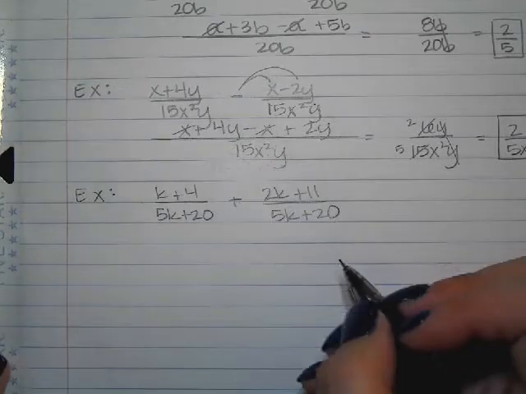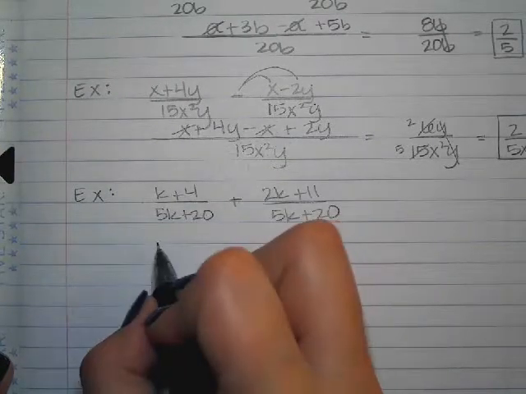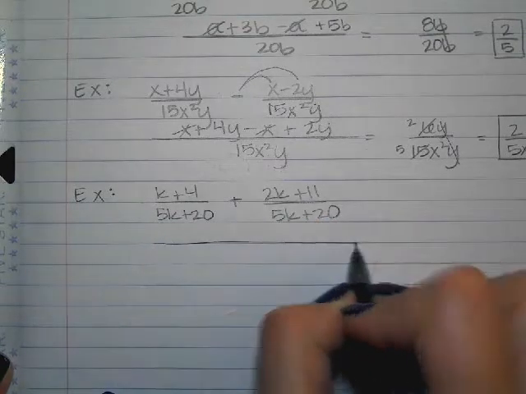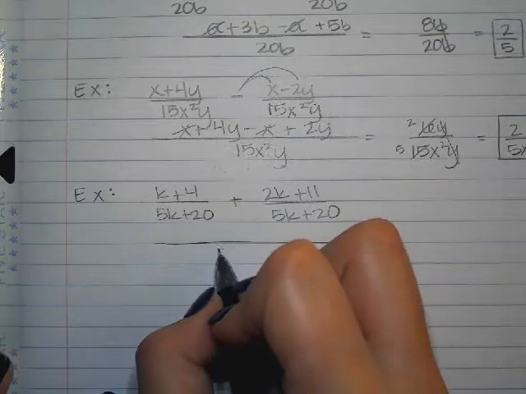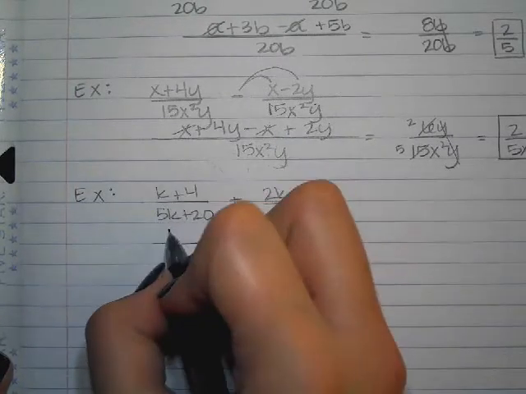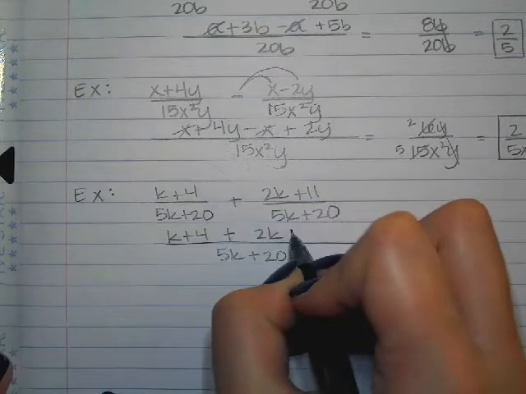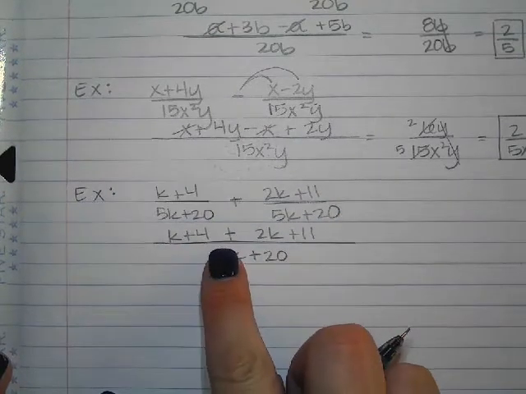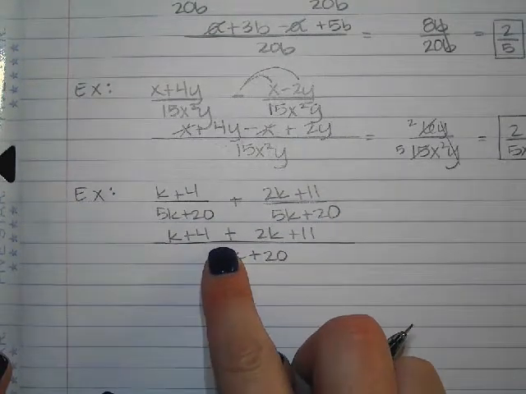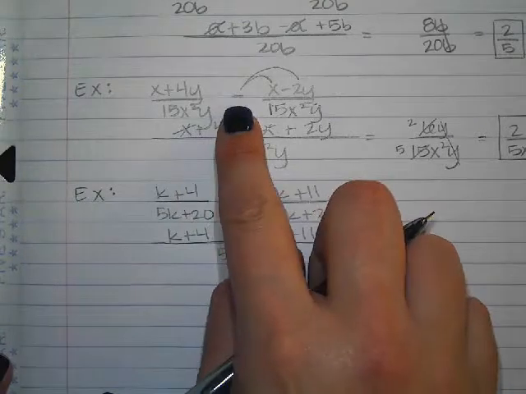All right, so what do we do? k plus 4 plus 2k plus 11. Okay, so we're putting it as one fraction, right? So we have the common denominator. So we said k plus 4 plus 2k plus 11. When you're adding rational expressions, it's a little bit easier. Why was it a little bit easier? Yeah, you didn't have a negative to distribute.